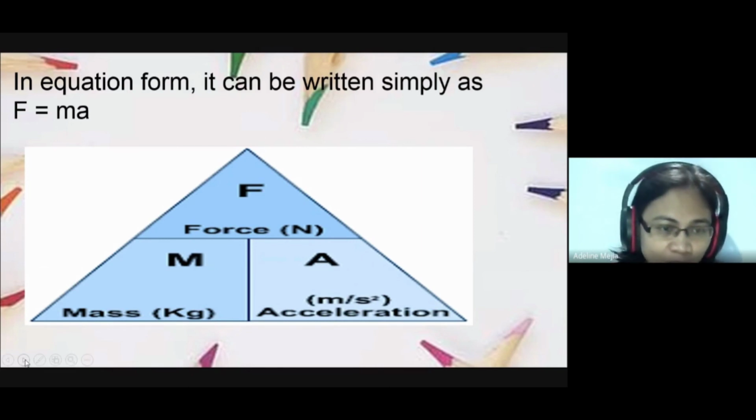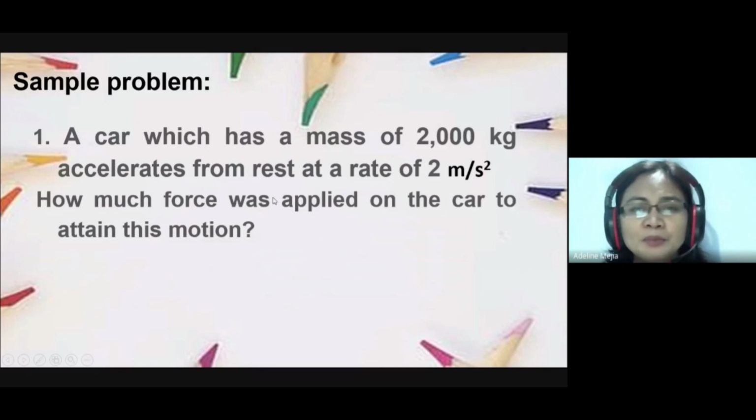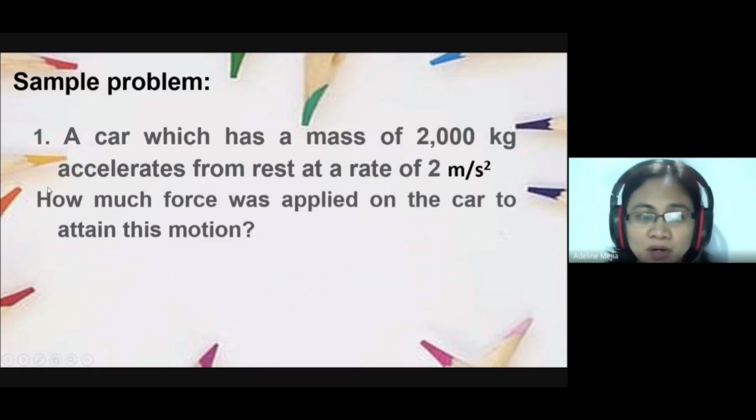Okay, now we have here sample problems. For number one, a car which has a mass of 2,000 kilogram accelerates from rest at a rate of 2 meter per second squared. How much force was applied on the car to attain this motion? So you have the given variables, which is the mass, equal to 2,000 kilogram, and the acceleration that is 2 meter per second squared. Now we are looking for the force.